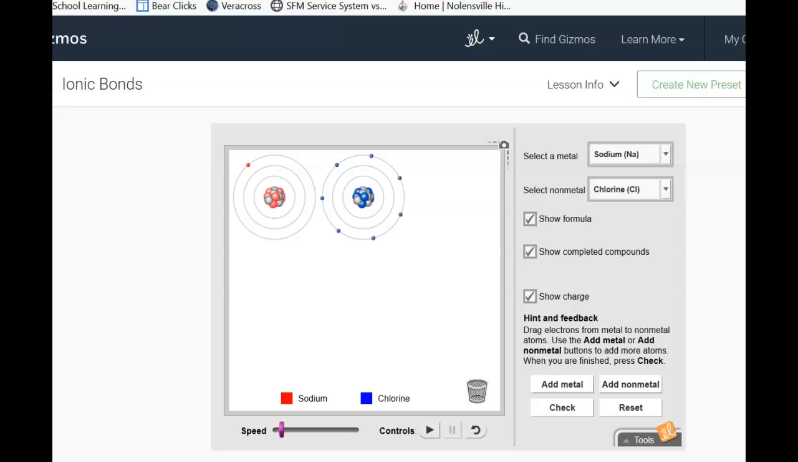Throughout the school year, we'll be using a program online called ExploreLearning.com. They have online simulations that allow you to look at things in a way that we normally wouldn't, because here we're looking at atoms. We're looking at the relationship of the atoms. They call their simulations gizmos, and this gizmo is on ionic bonds.